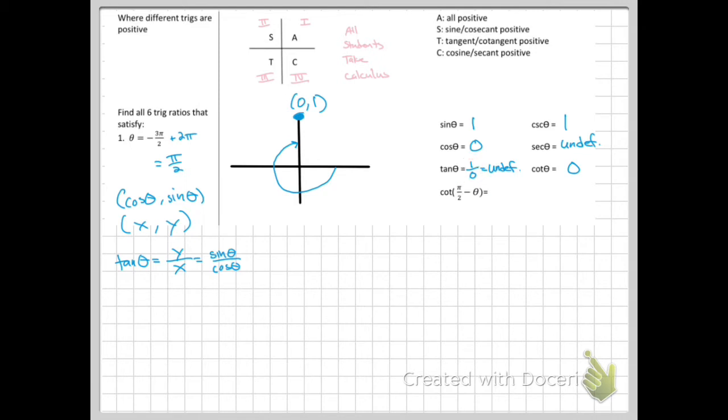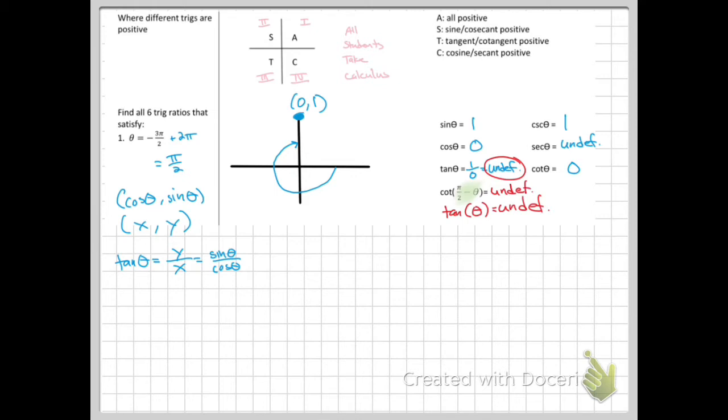Cotangent of pi over 2 minus theta. Do we remember what this pi over 2 minus theta means? That's the complementary co-function. So instead of cotangent, I could just answer tangent of regular theta. And tangent of regular theta was answered up above. The answer is undefined. I could write that here. The answer to the question is undefined.